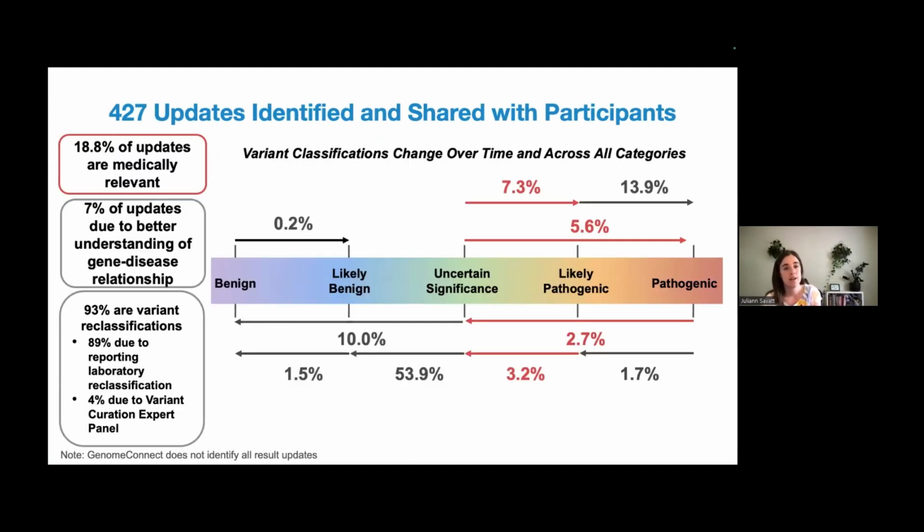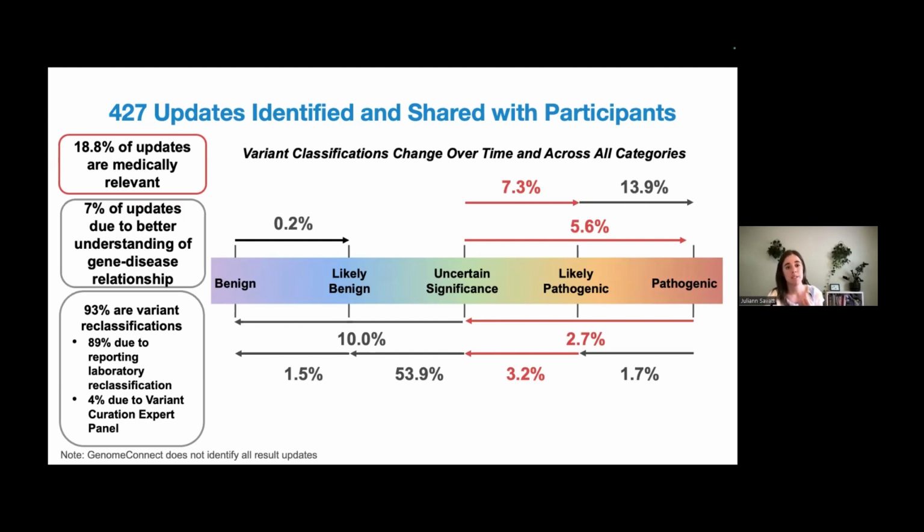To date, we've shared 427 updates back with our participants, and you can see the arrows denote where that classification started and where that classification is now based on our update. And they really are all sorts of updates. Some are shifting from uncertain to more definitive categories. Some might be shifting from a more definitive category to uncertain. But these are all the ones that we feed back to our participants.